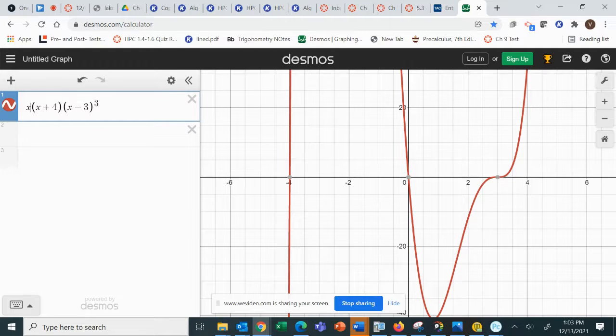So on Desmos I just made x minus 3 cubed. So if there's just an x or x plus 4 to the first, it's going to pass through like a line. But what happened when it was cubed?